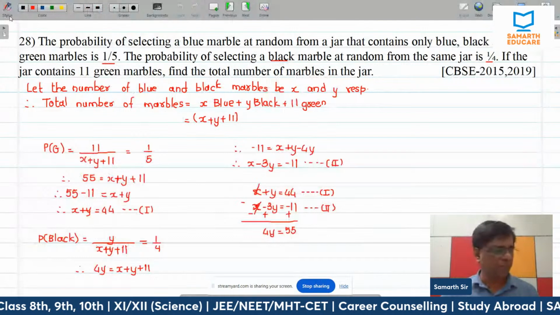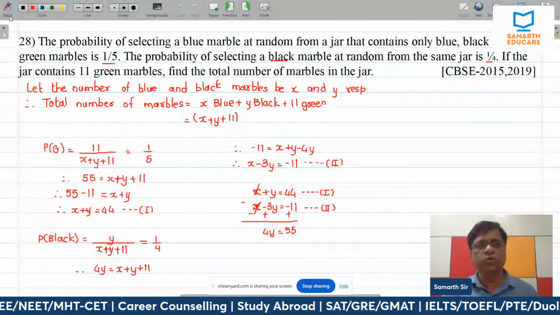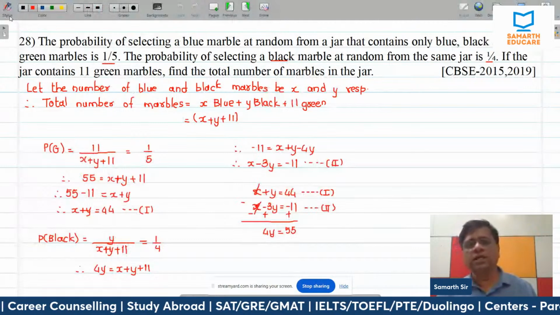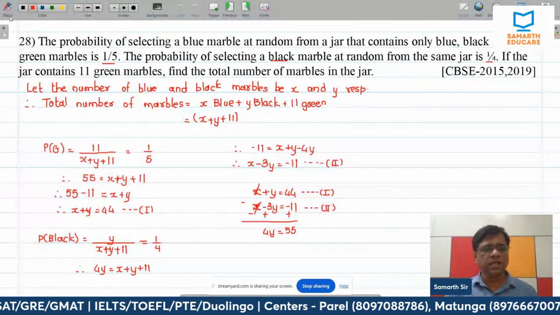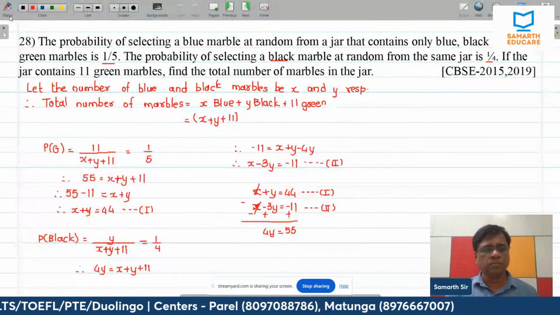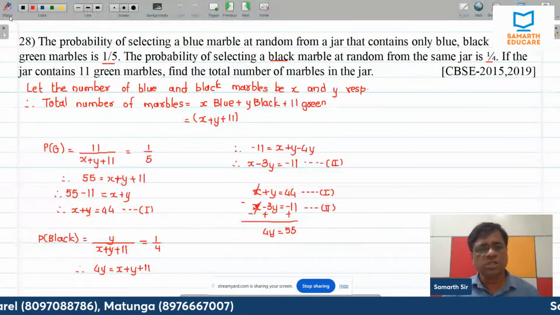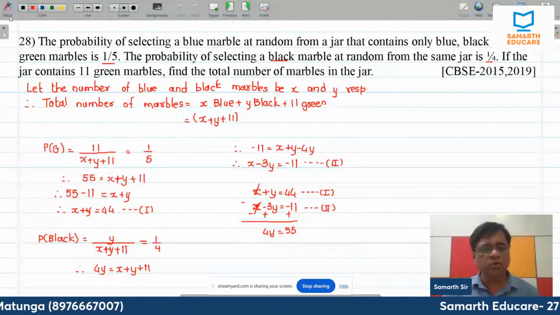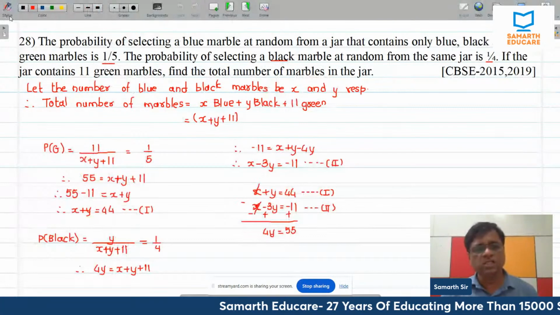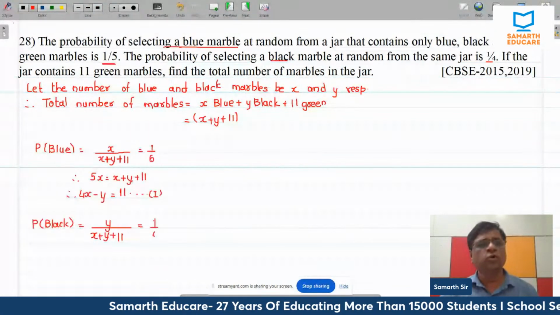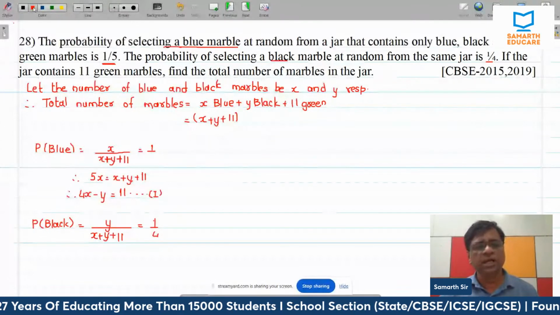Right. Second part, what I did previously was correct, but I would like to redo it again. So the probability of selecting a black marble at random is, what is that? Black, number of marbles is y, divided by total number of marbles x plus y plus 11, and that is supposed to be 1 upon 4. If something looks wrong here, let me rewrite it again. It is 5 and not 4.